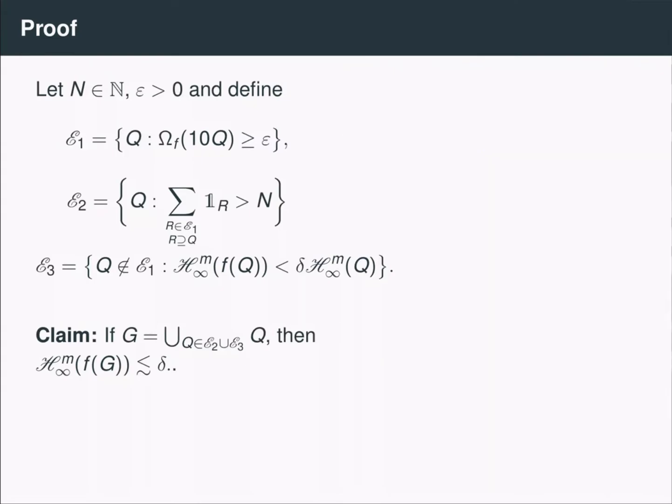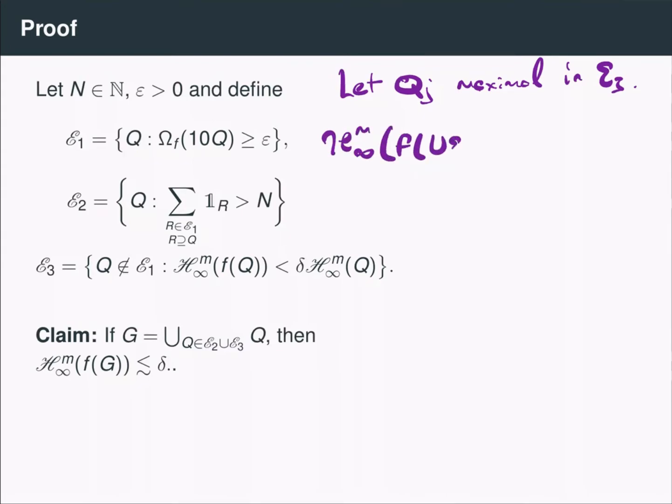The case of the cubes in E3 is a little simpler. First of all, I'm going to let Qj be the maximal cubes in E3. That means that these are cubes in E3 that are not properly contained inside any other cube from E3. Therefore, the union of these cubes is going to be equal to the union of cubes in E3, and each of these cubes will have disjoint interiors. So this implies that the Hausdorff m-content of the image of E3 is going to be equal to the Hausdorff content of f of the union of these cubes.